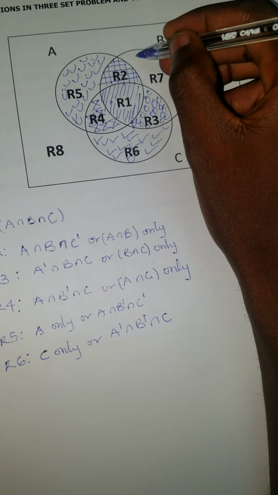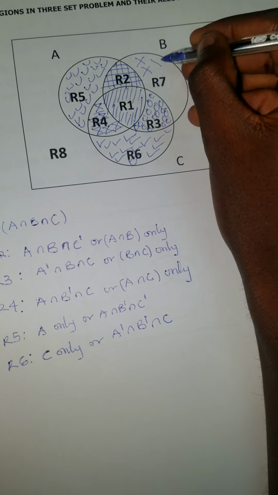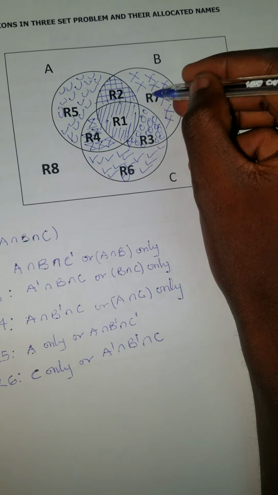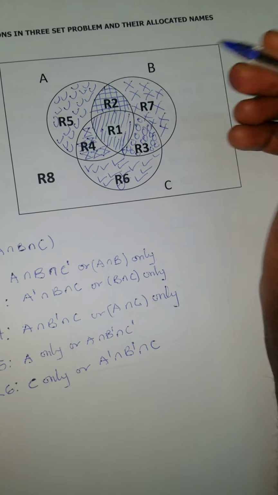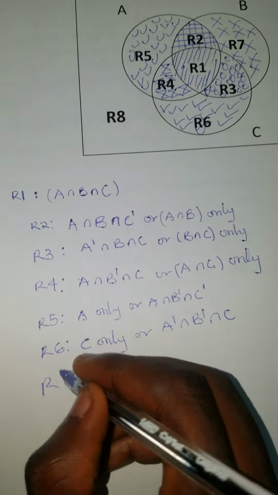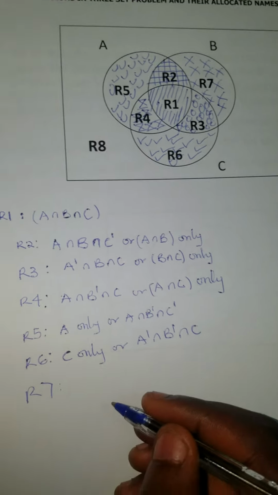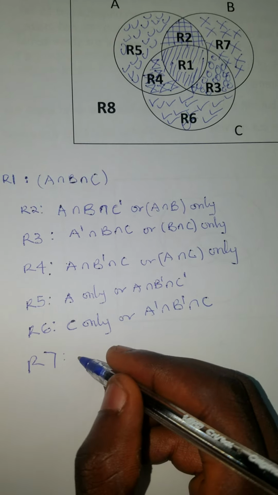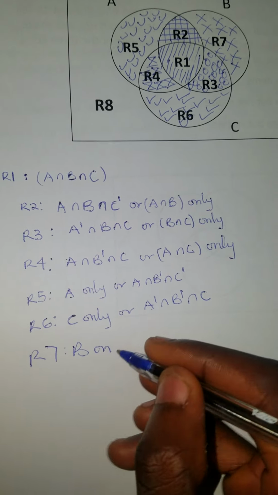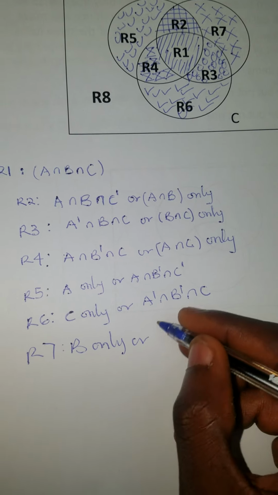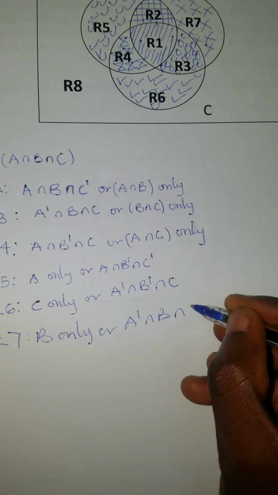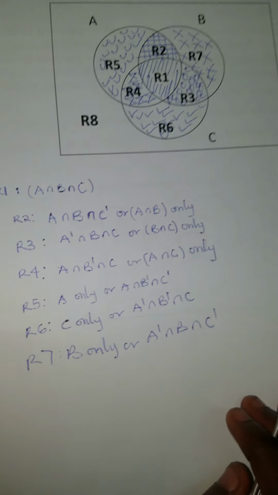And region 7 is what we call B only, or A complement intersection B intersection C complement.